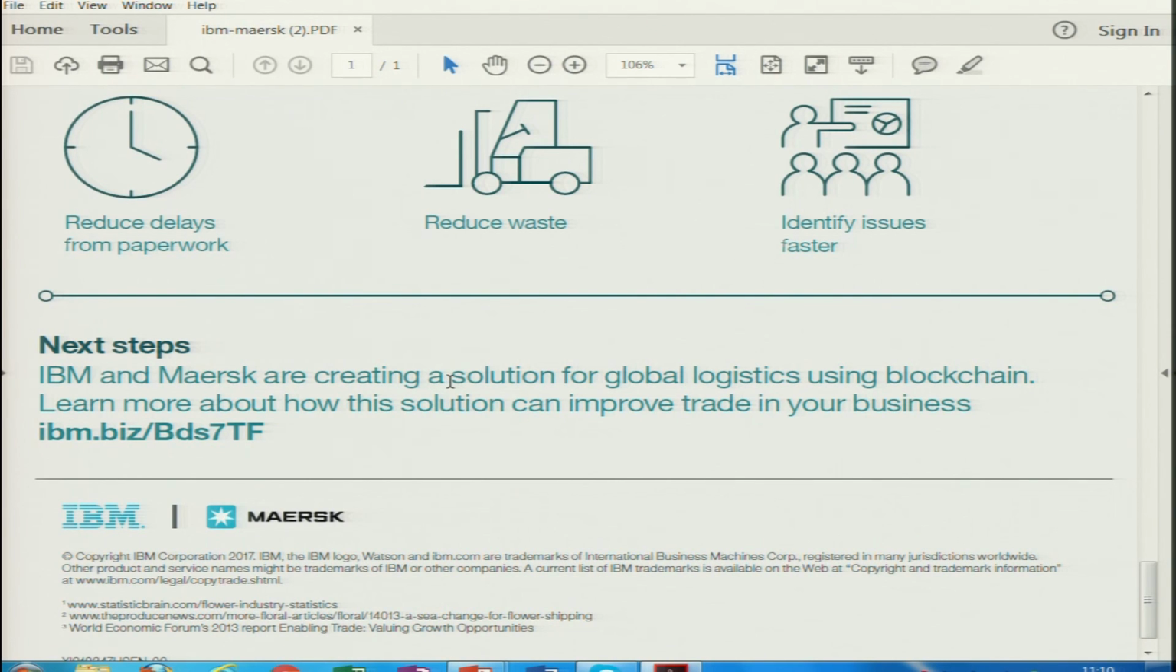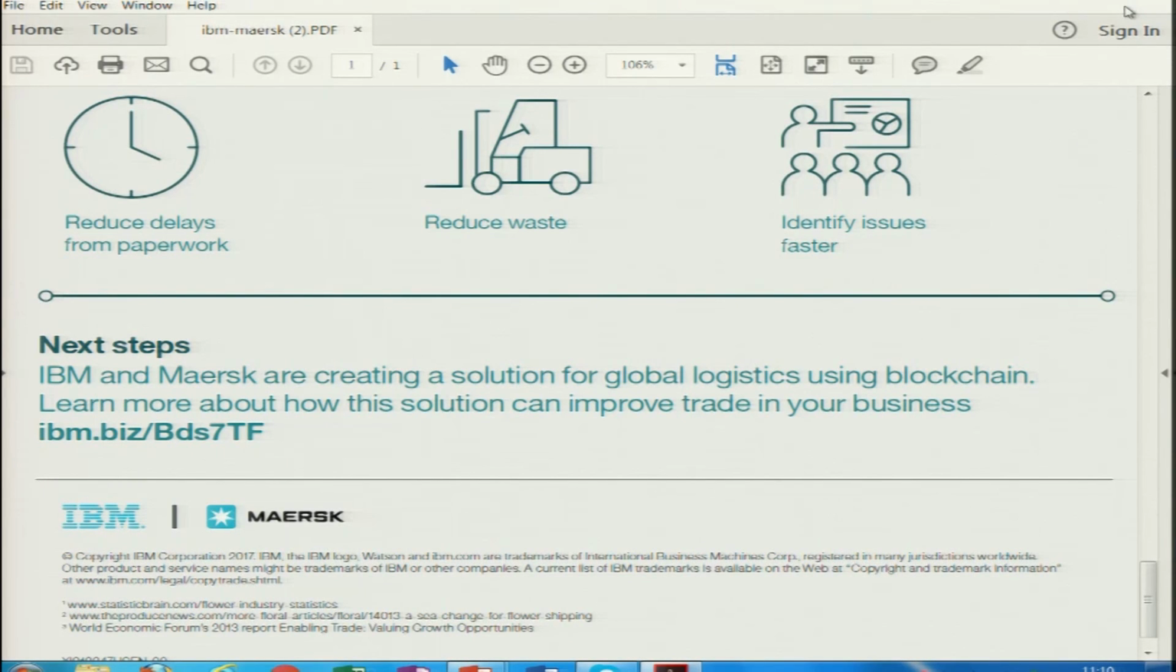IBM and Maersk are creating a solution for global logistics using blockchain. Learn more about it, those who are interested. This is one example of blockchain helping the logistics, compressing the logistics, making the logistics more efficient and more inexpensive and more effective, especially for perishable goods. There is also a video associated with this. Let us take a look at that also.